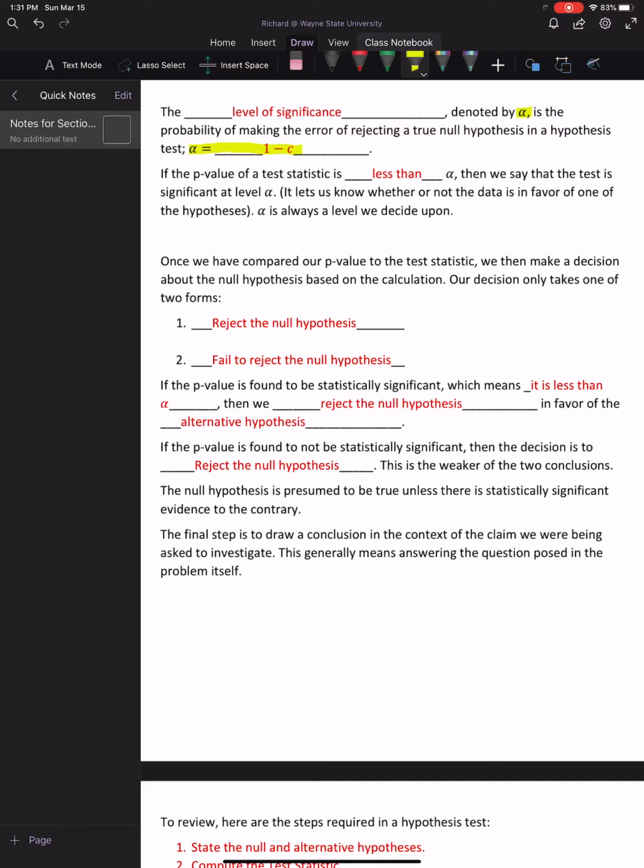Alpha is always a value that we decide on. And usually when you conduct research, the idea is that you pick alpha before you run your experiment. You don't do it afterward. The most common value for alpha that we use is 0.05. What that means is c is 0.95, right? So alpha is 1 minus 0.95, which is 0.05. And again, that's the common one that we use in most tests.